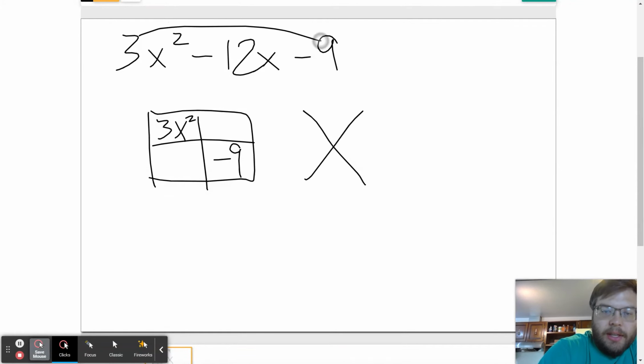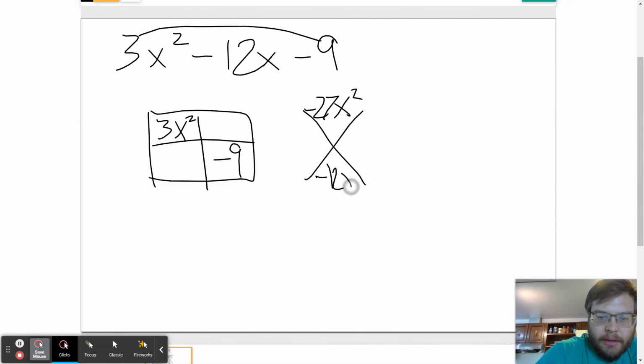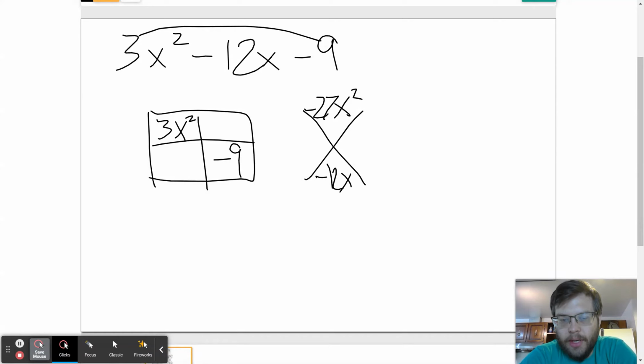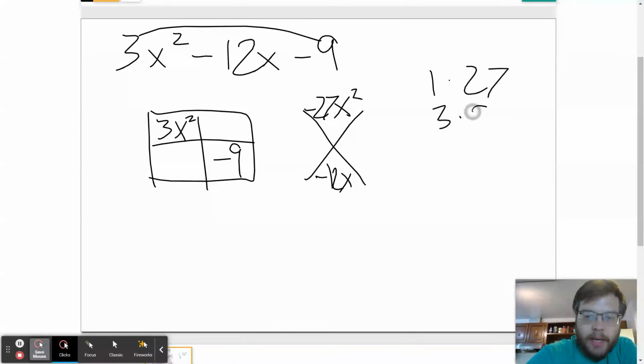My diamond is a times c, so 3 times 9, so negative 27. And then on the bottom, b. Doesn't matter which one you put on the top and which one you put on the bottom. I want to think of the numbers that multiply to make 27 and add to make 12. So 27 can be 1 times 27, or it can be 3 times 9. And those are the only pairs. 3 and 9 are going to work to make 12.